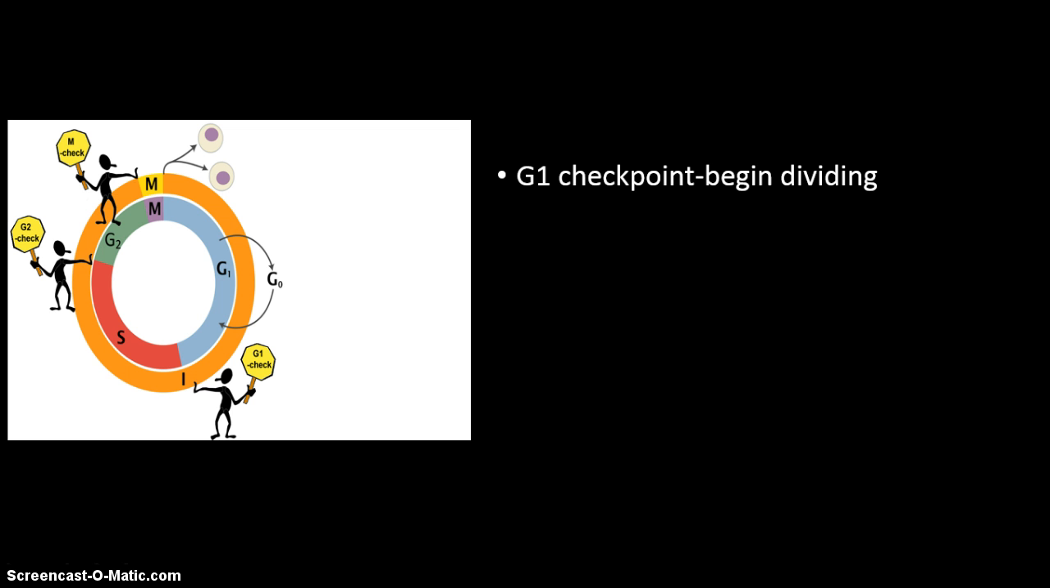The G1 checkpoint determines whether it is okay for the cell to begin dividing. The cell will only pass this checkpoint if it is the appropriate size and has a reasonable amount of energy. The cell can also go back to G0, the inactive phase, and wait for conditions to improve. If the cell meets the requirements, it will enter the S phase and begin DNA replication.